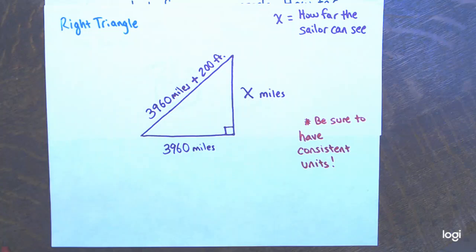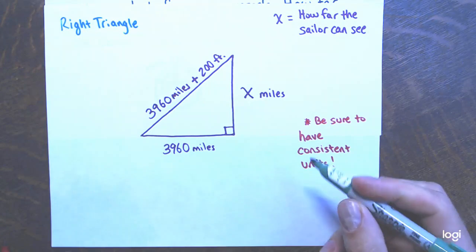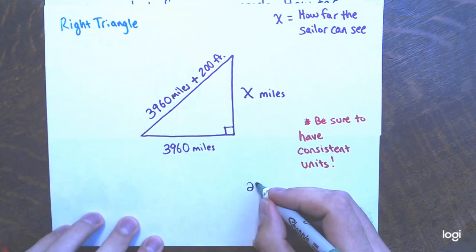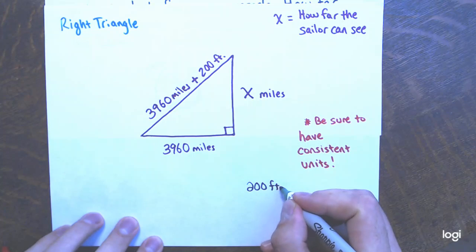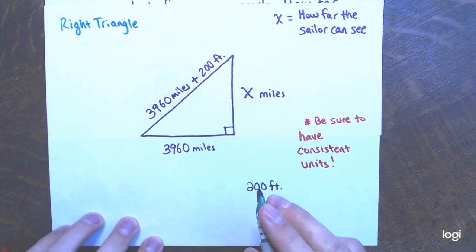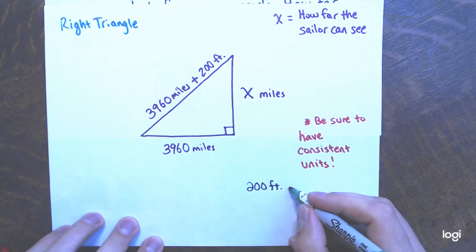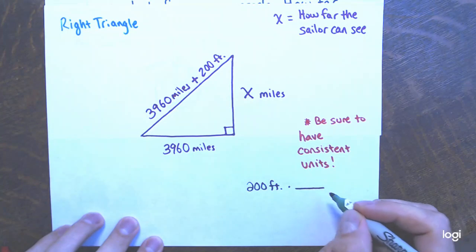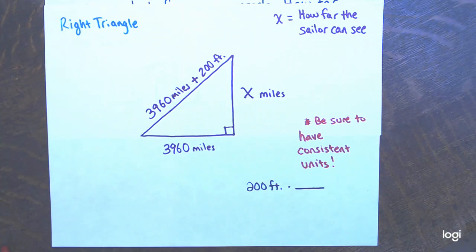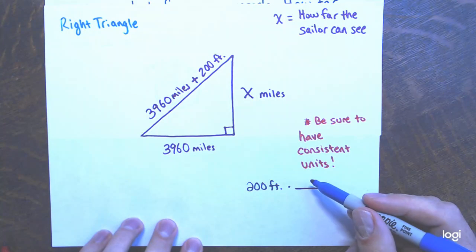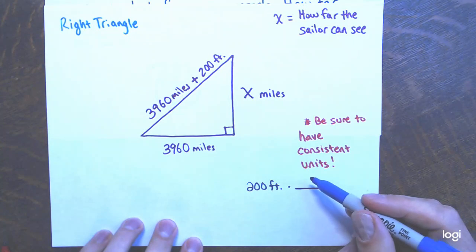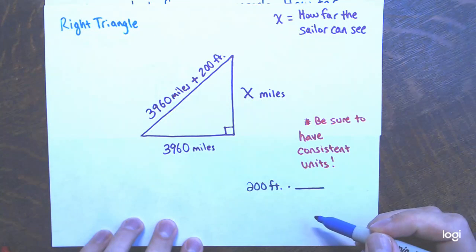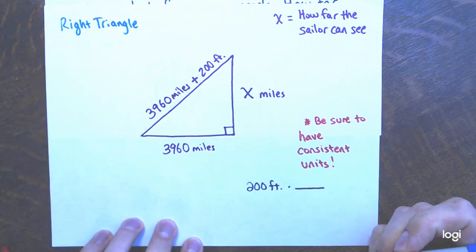Okay, so let's do that here. We'll do a little conversion. That 200 feet, that's a problem. I want to change this to miles, so we're going to multiply. Now hopefully you recall how to do unit conversion. I want to multiply by 1, right? I want the numerator and denominator of the thing I'm multiplying by to be the same value, so that way I'm multiplying by 1 and not actually changing the value of 200 feet.